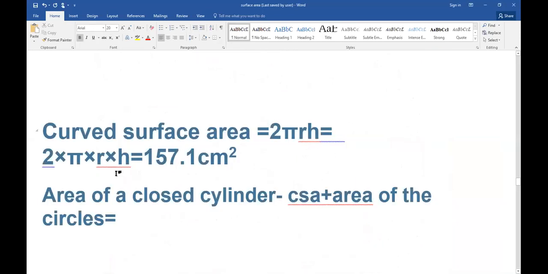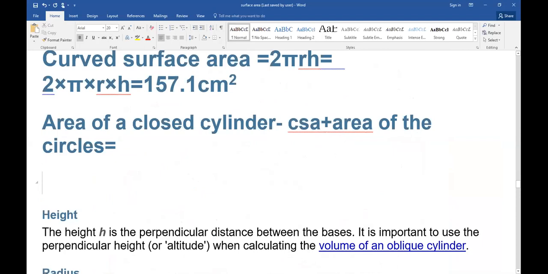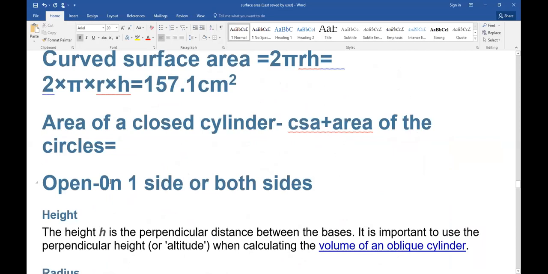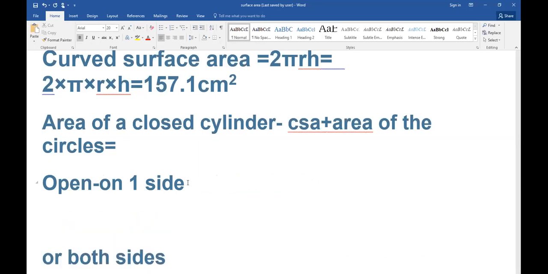Now, open cylinder. The cylinder can be open on one side or on both sides. So if it is open on one side, how do you find its surface area?